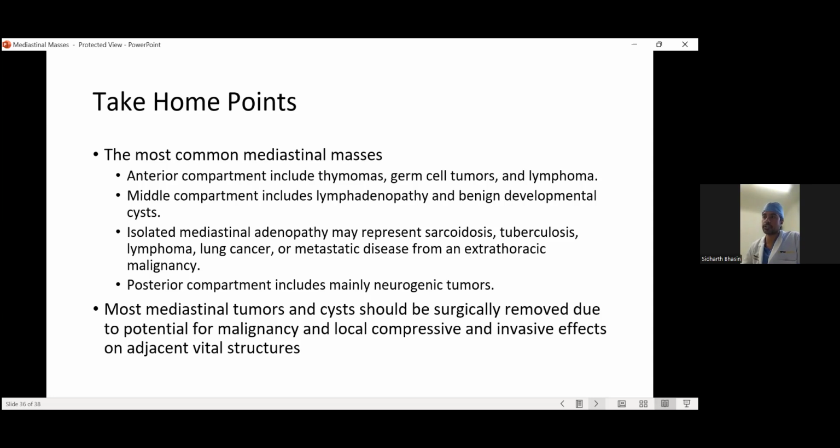Most mediastinal tumors and cysts should be surgically removed due to potential for malignancy and local compressive and invasive effects on the adjacent vital structures. Now, this is contrary to what I said in the beginning that most mediastinal masses are benign. When I say this, I mean a mass which is having some symptoms, which is having local compressive effects or invasive effects, or which you think could be malignant, it's better to resect it rather than wait for it to become malignant.